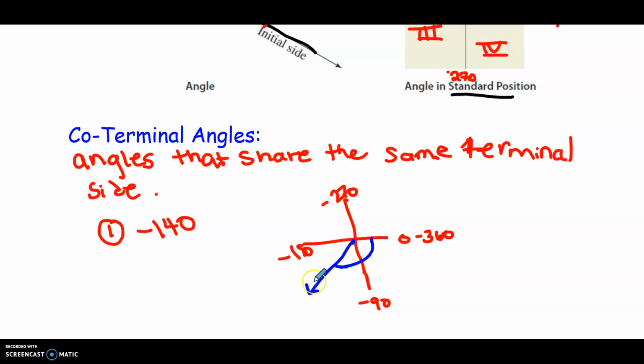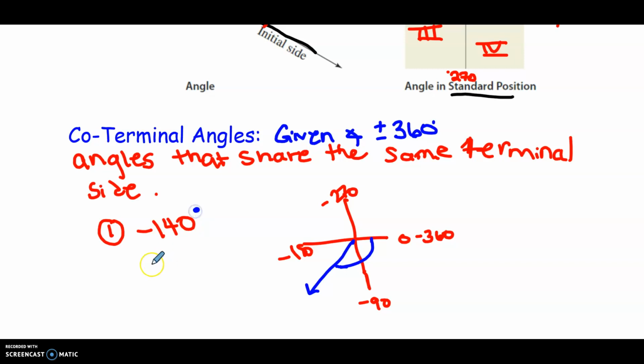So if I go, okay, what is another angle that has the same ending right here? Well, think about it. If I want to be in the same spot, how much of a rotation from here should I go? I can go a full circle, that's negative, or a full circle, that's positive. So regardless, a full circle or full rotation is 360 degrees. So to find coterminal angles, you're going to take your given angle, whatever it is, in this case it's negative 140, and add or subtract 360 degrees from it. That's how you do it in degrees.